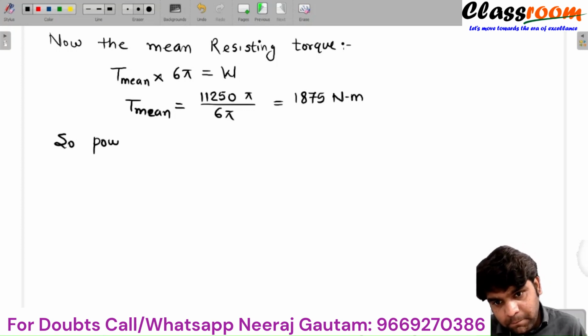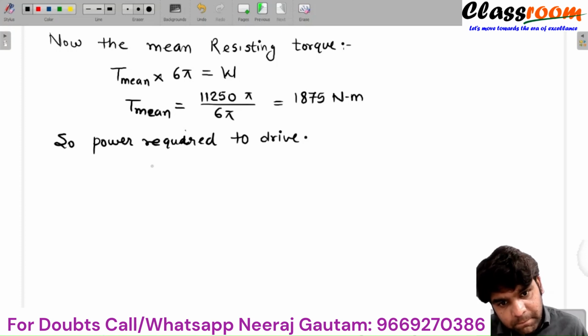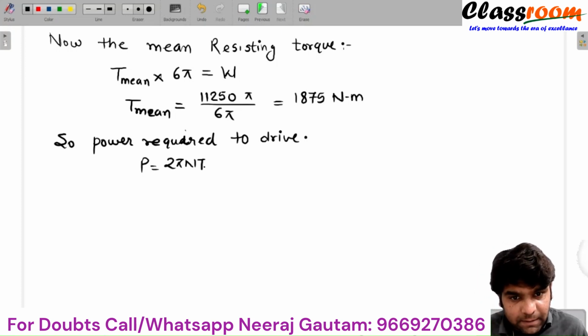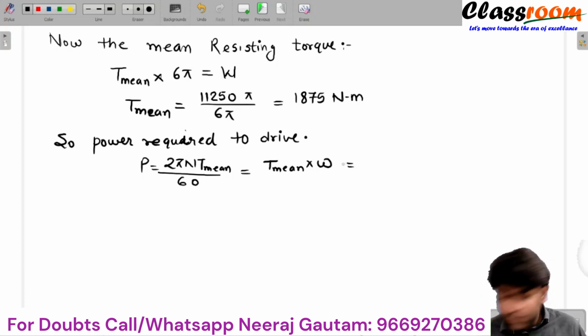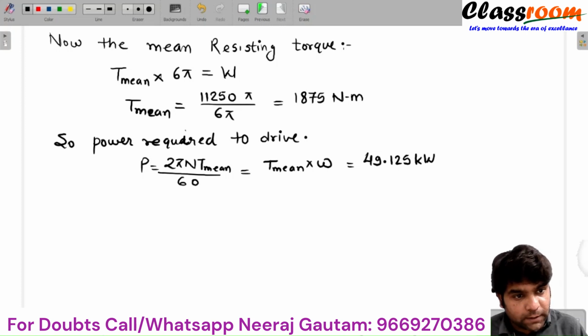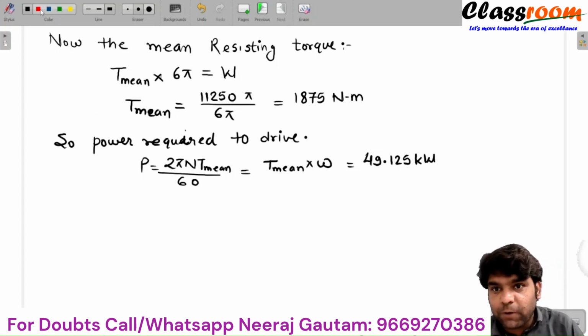So the power required to drive, which overcomes this mean torque, is 2 pi N T mean by 60, or T mean into omega. The value of omega we calculated as 26.2 radian per second. You can also write the value of N and T mean, and after calculating these two values we get the power as 49.125 kilowatt. So this is the calculation of power which is needed in the problem.